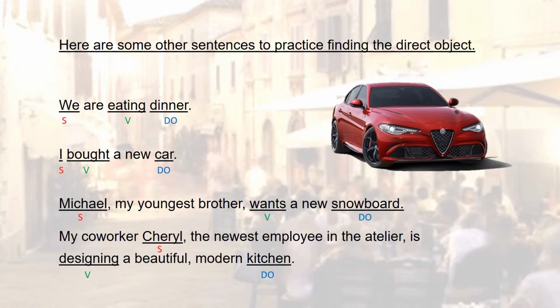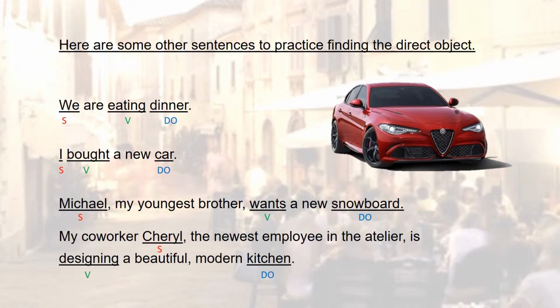The third sentence is, Michael, my youngest brother, wants a new snowboard. Let's see who the subject of the sentence is. Michael is the same thing as my youngest brother. So my youngest brother is Michael. They're the same person. So Michael is the subject in the sentence. Well, Michael wants something. Wants is a verb. Michael, the subject, wants, the verb.